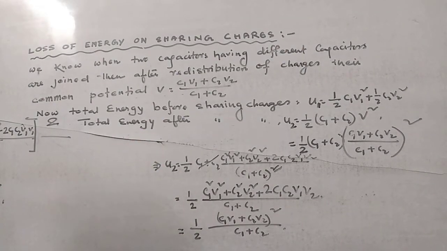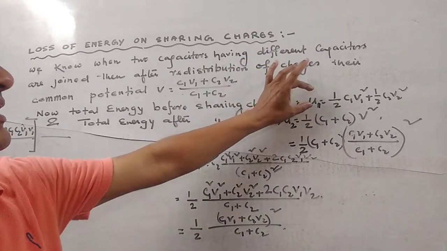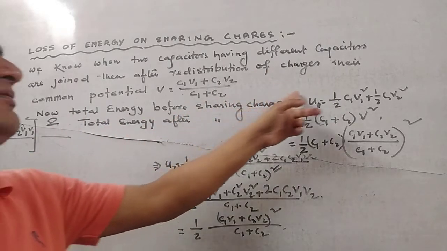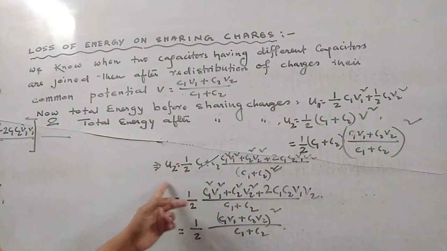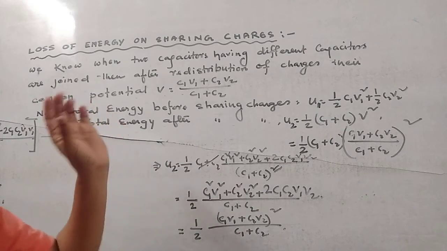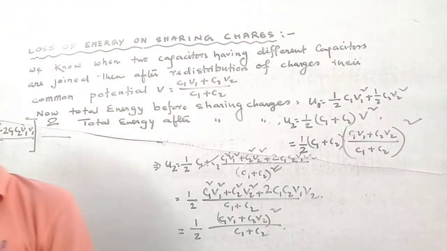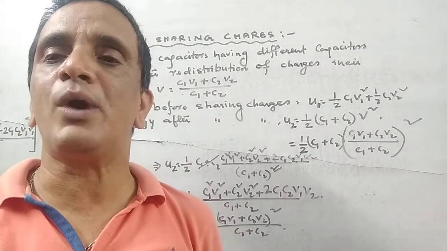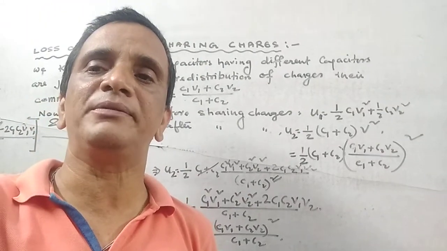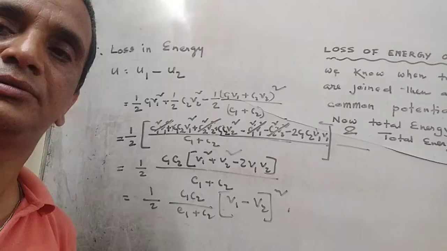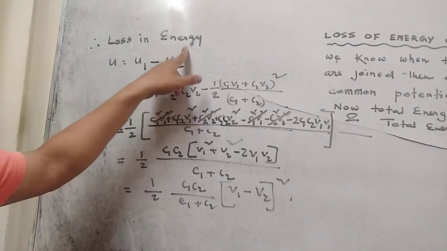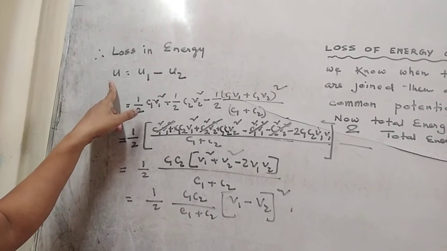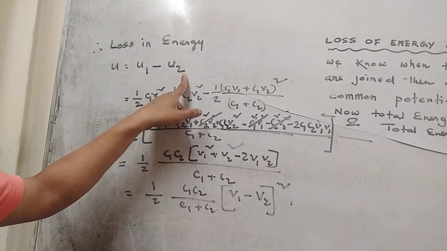Is it clear? Now, if some energy is lost, then we can say that the initial energy is greater than the final energy. Initial energy is U1 and final energy is U2. So the loss in energy will always be U1 minus U2. Let's see what the value of U1 minus U2 will be. The loss in energy we have termed U1 minus U2.